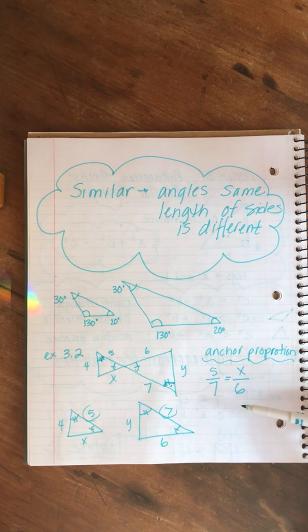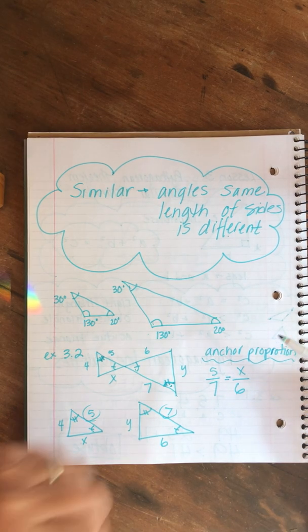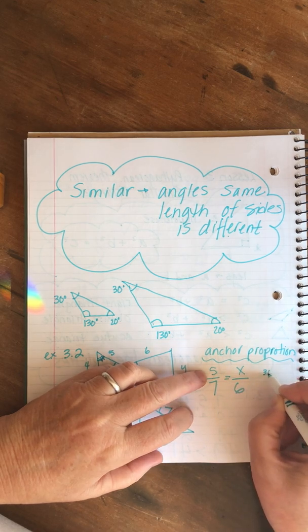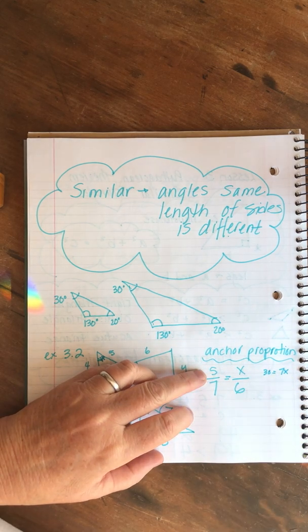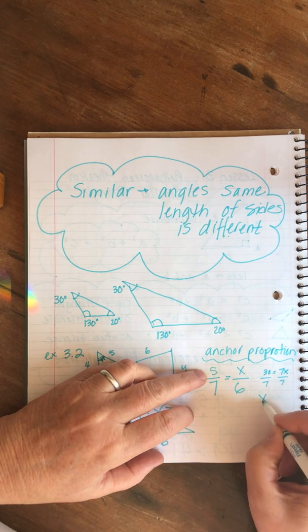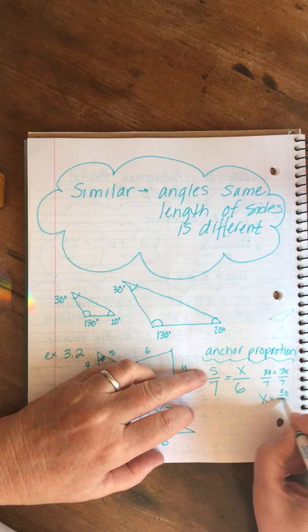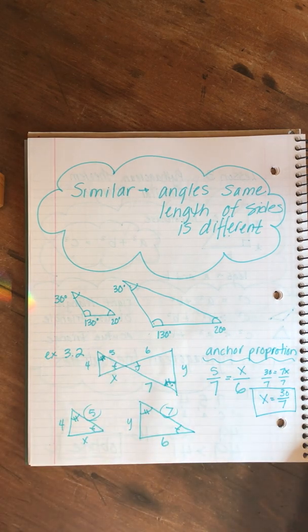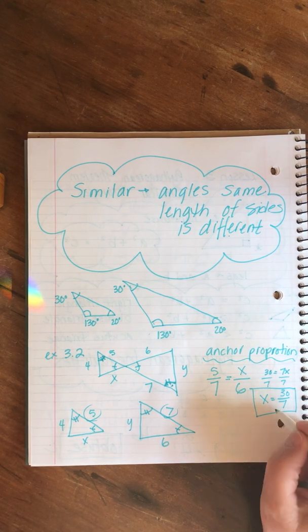Now I can solve for x. I'm going to cross multiply and get 5 times 6 is 30 equals 7x. And then I'm going to divide both sides by 7, and I'm going to get x equals 30 over 7 units long. That is wildly dissatisfying in terms of a number, but that's the right answer.